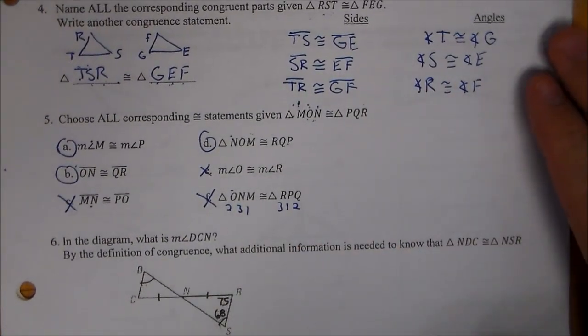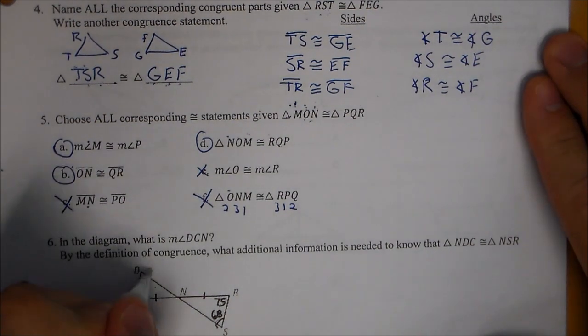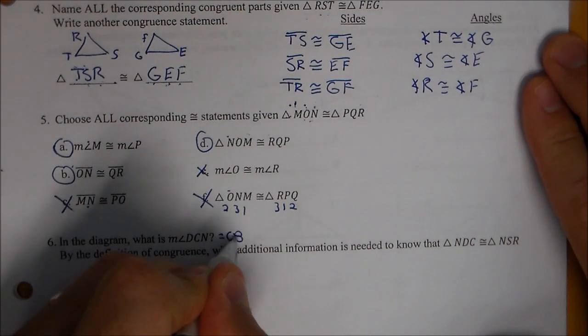For number 6, we have our diagram. We need to find the measure of angle DCN, which is this angle here. Now, we know the triangles, it looks like, are congruent, or we want them to be congruent. What else do we need to know? First off, since D and S are corresponding parts, we know that this is 68 degrees.